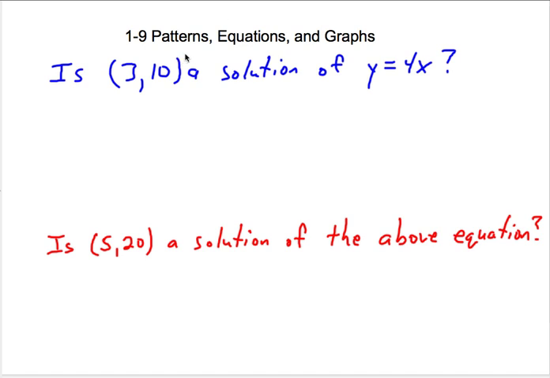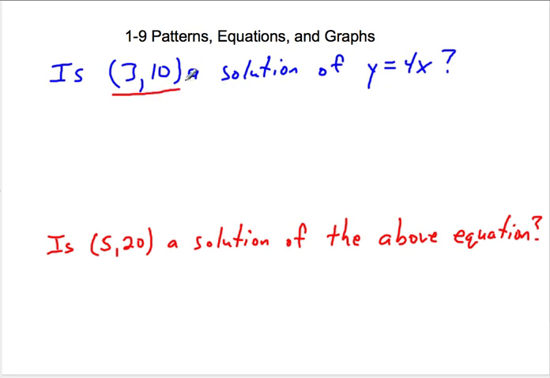In this video, I'll be talking about patterns, equations, and graphs and how they all fit together. The first thing we'll talk about is an ordered pair. So this thing in parentheses here, where it says 3, 10, that is called an ordered pair.